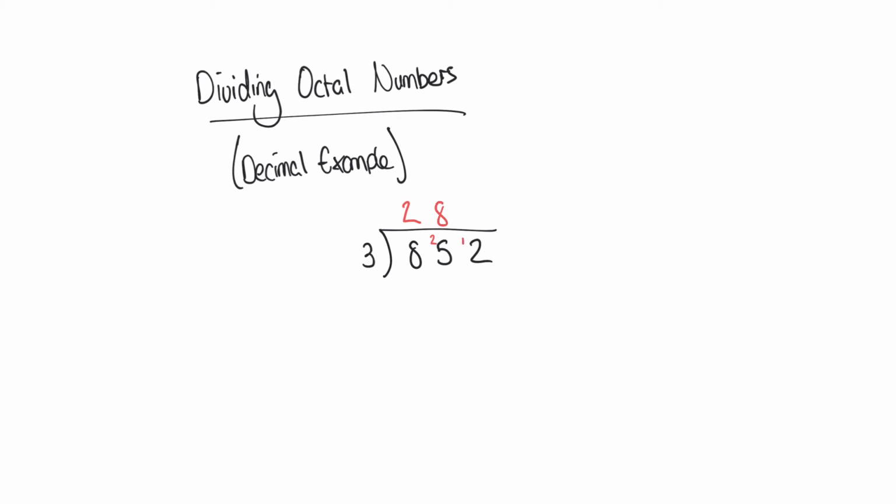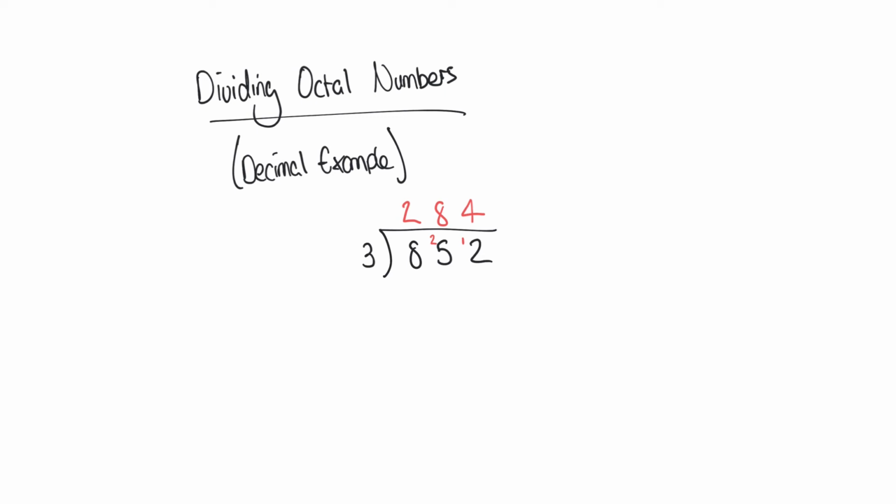And so finally, our number at the end is not 2 anymore, it's 12. And so 12 divides by 3 nicely to give us a whole number answer of 4 with no remainder. So we have our result of 852 divided by 3 gives us 284.